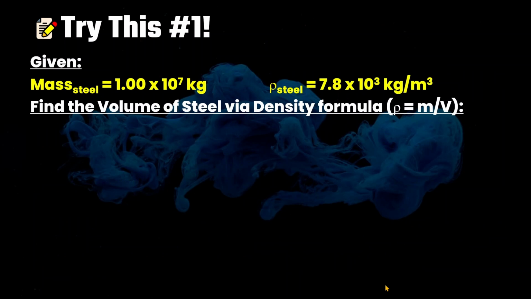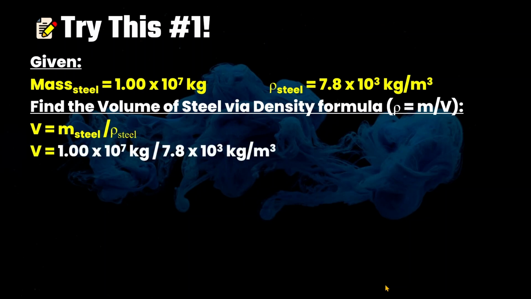In order for us to find the volume of steel, we'll use the density formula, mass divided by volume. We'll have to derive volume from this formula. So instead of writing density is equal to mass over V, we'll rewrite it into volume is equal to mass over density. We'll just plug in all the values, and following the significant figures, we'll get 1.3 times 10 raised to 3 cubic meters. So we now have the volume of water.